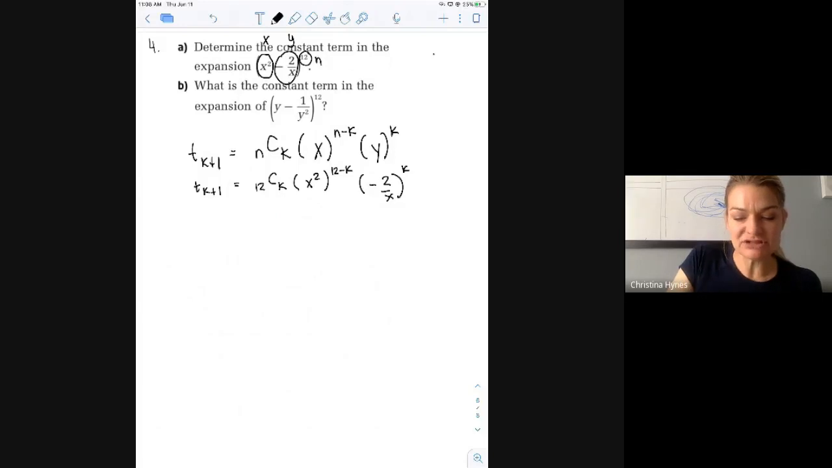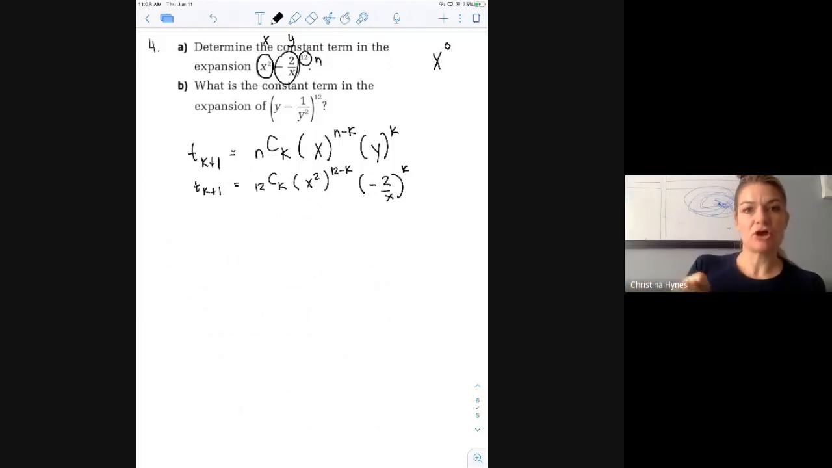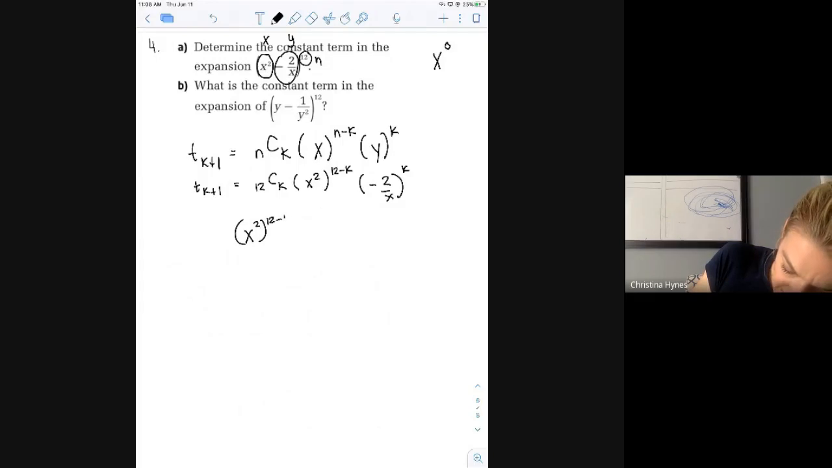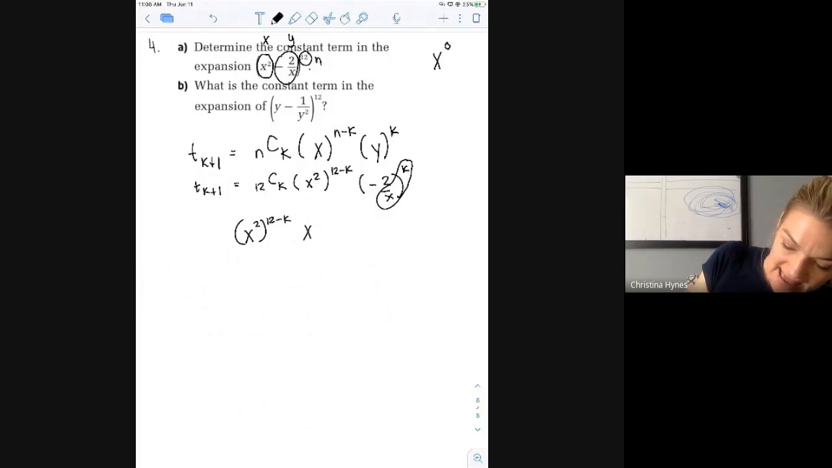Because when it comes to a constant term, that means x has to be to the power of 0, because that's the only way that it will disappear and it'll give you no variables. So that's what a constant term is: no variables. So we need to figure out what will make x to the power of 0 occur. So I'm going to look at just the x^(2(12 minus k)) part, and then I'm going to look at this part right here. But in order to make it the same level as everything else, I have to flip that x value. So it's going to become x to the negative k.